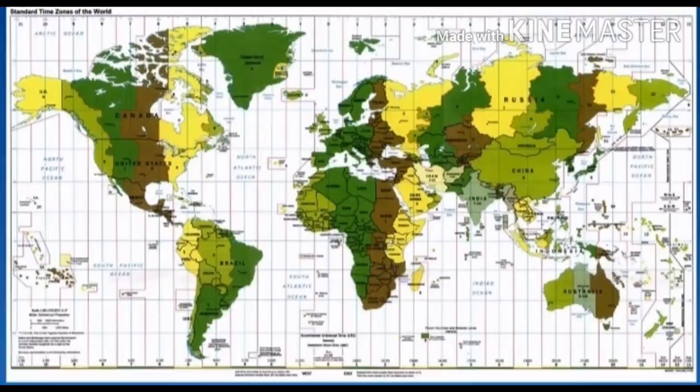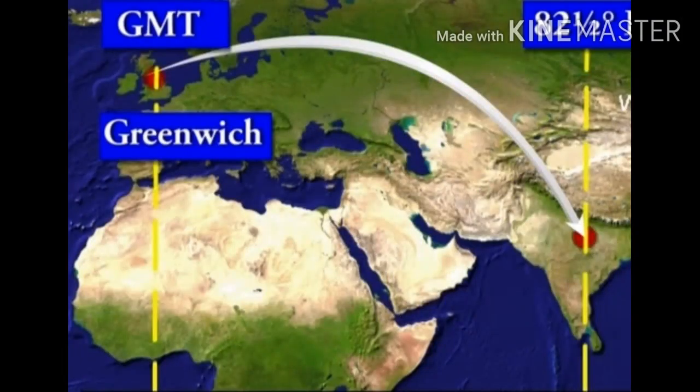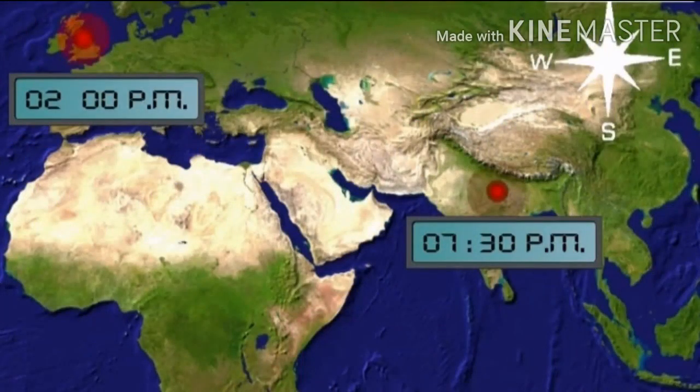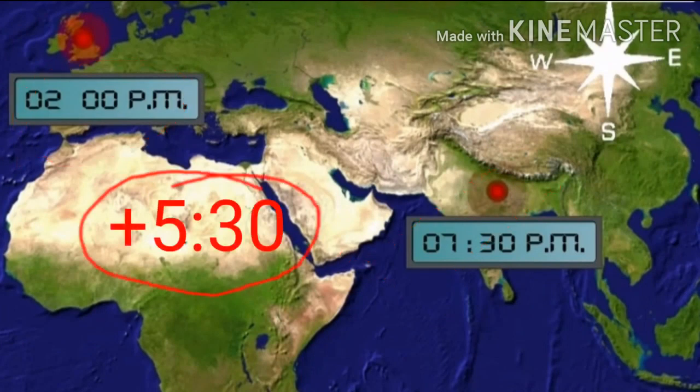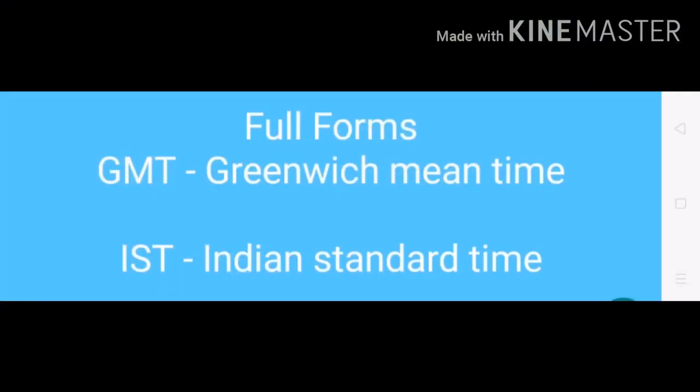Now come to the point, what is the time difference between IST, means Indian Standard Time, and GMT. So the time difference between these two is 5 hours and 30 minutes, means when there is 2 p.m. in London, at the same time there will be 7:30 p.m. in India, means we are 5 hours and 30 minutes ahead of Greenwich time.